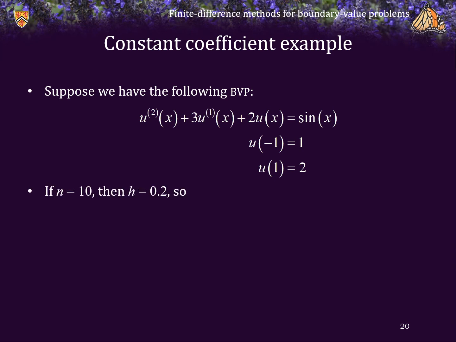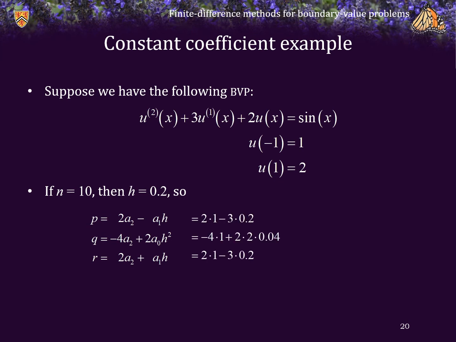Now, if n is equal to 10, then h is equal to 0.2. So consequently, we may determine that p, q, and r are these expressions. We can substitute a2, a1, and a0 as well as h into these expressions to get these three, which then give us that p, q, and r for this particular ODE are 1.4, -3.84, and 2.6.